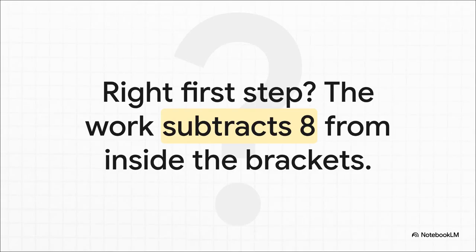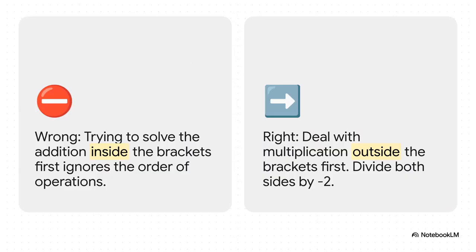And the final trap involves the order of operations, especially when you've got brackets. In this problem, the first step shown is trying to subtract the 8 from inside those parentheses. Is that the right move to make first? Absolutely not. When you're solving equations, you work in the reverse order of operations. That multiplication by negative 2 is outside the parentheses, so you have to deal with that first. The correct first step is to divide both entire sides by negative 2.